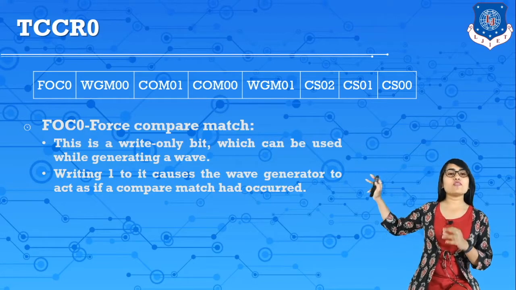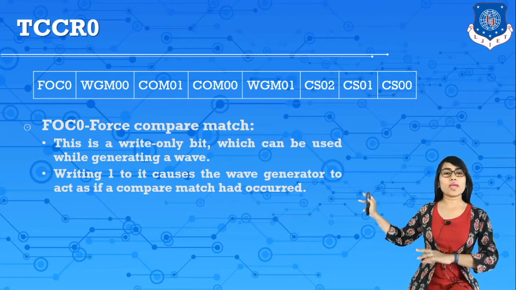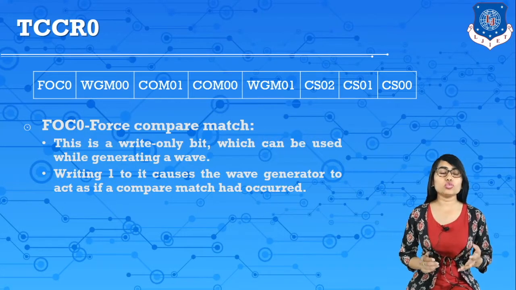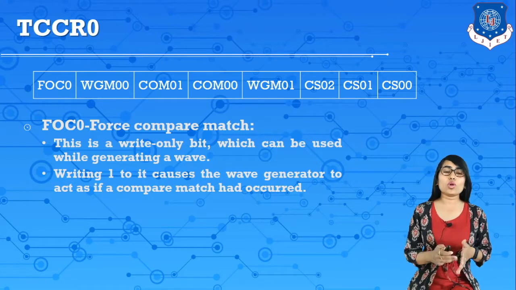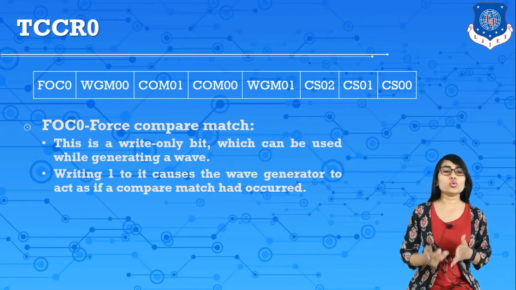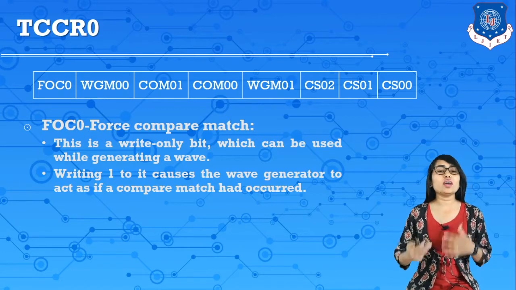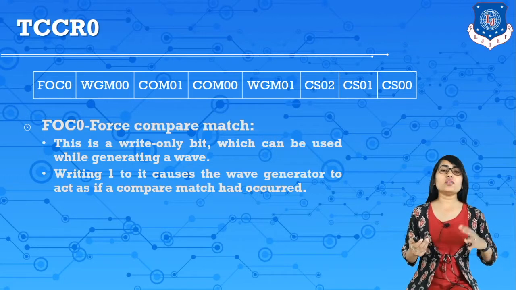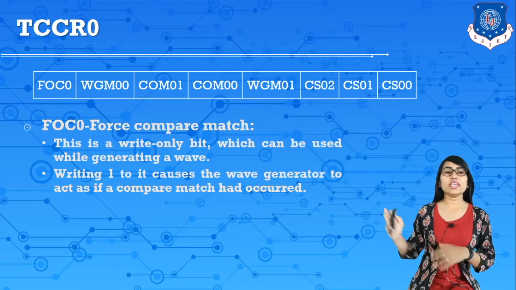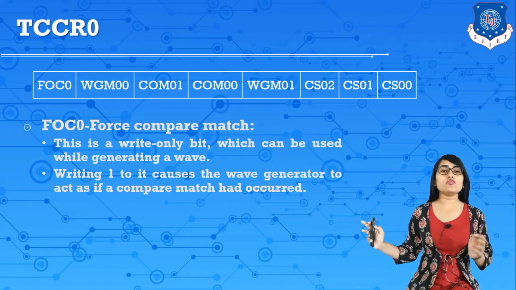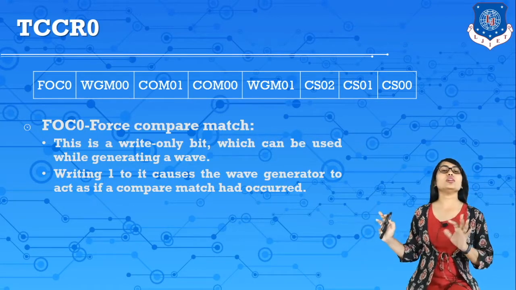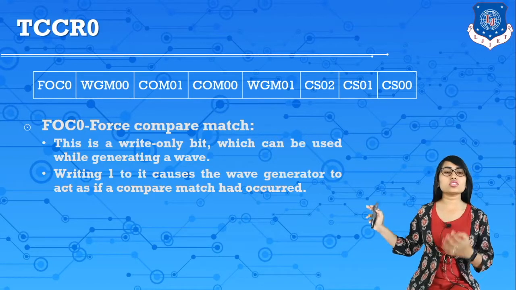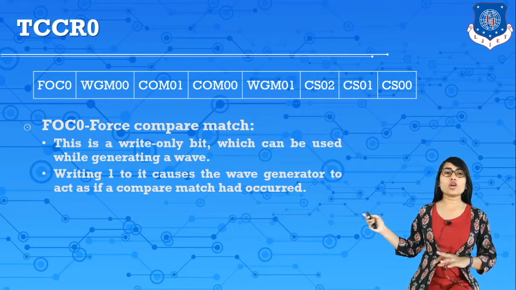First is FOC0, force compare match. This is a write-only bit which can be used while generating a wave. Writing a 1 causes the wave generator to act as if a compare match had occurred. If we want to stop our counters and match our desired value, we can make this bit 1, so it forcefully causes a compare match. It generates a match when this bit equals 1. So this is the force compare match for Timer 0.